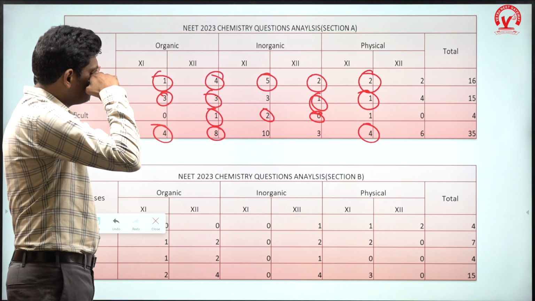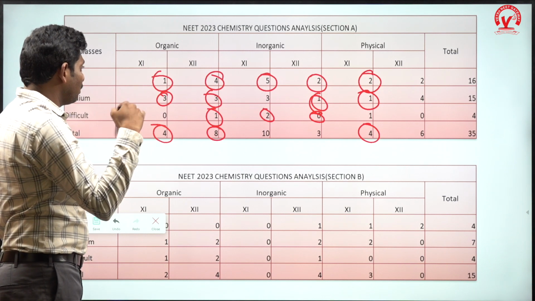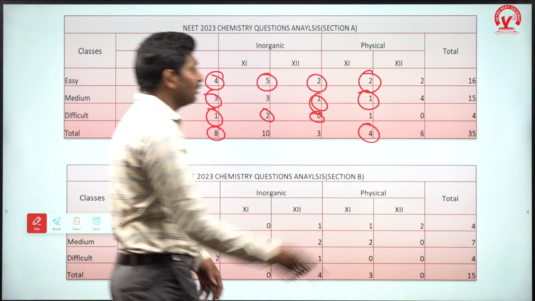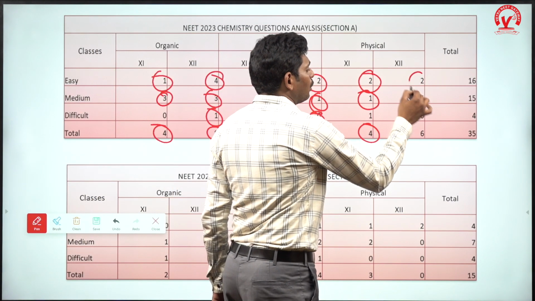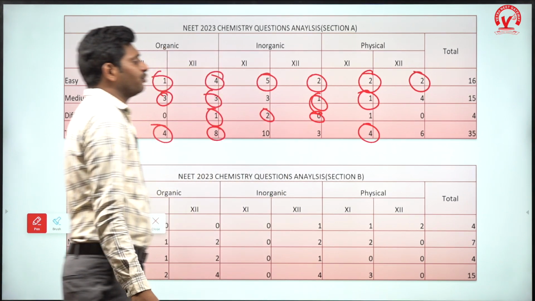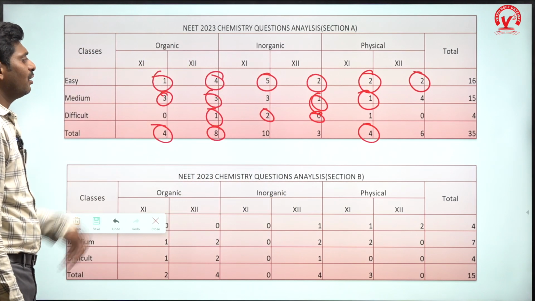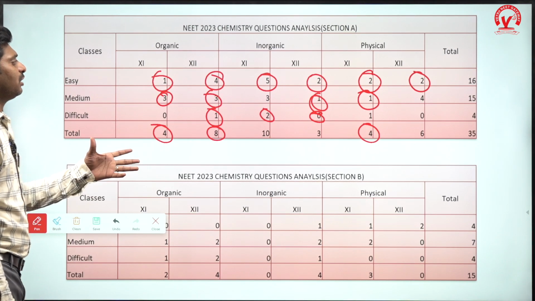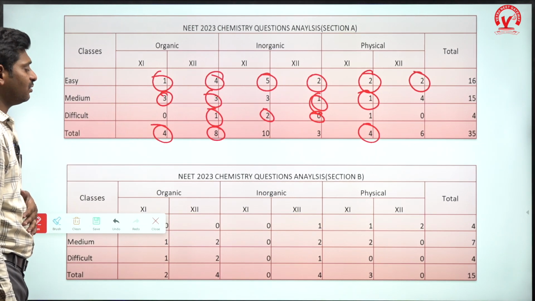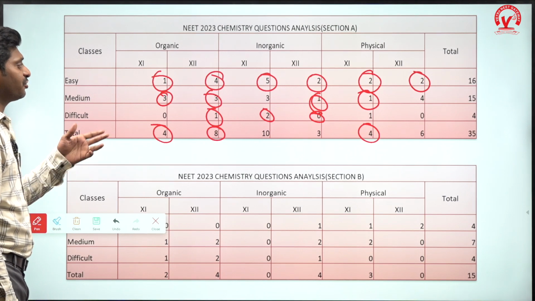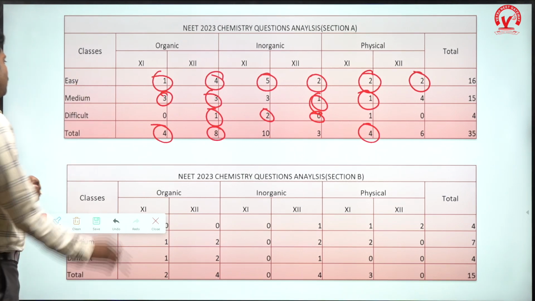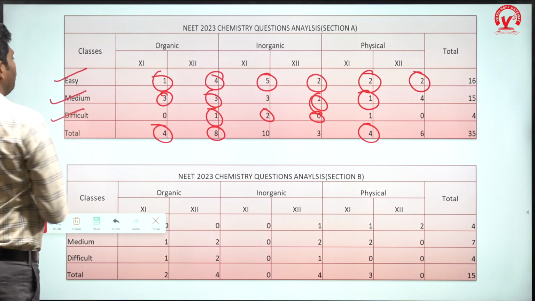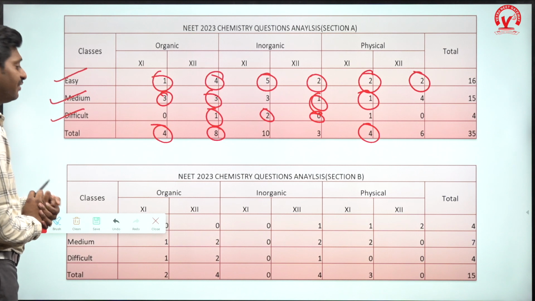In that 4 questions, 2 are easy, and 1 is medium, and 1 is difficult. If we come to 12th part, total 6 questions are given, and out of 6 questions 2 questions are easy, 4 questions are medium, and difficult level is 0. So total 35 questions. In that out of 35 questions 16 questions are easy, and 15 are medium, and 4 are difficult levels.